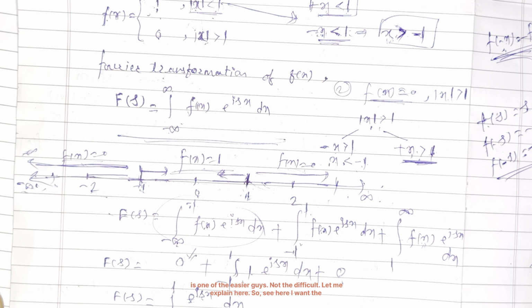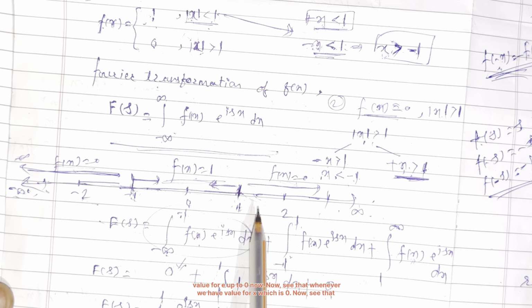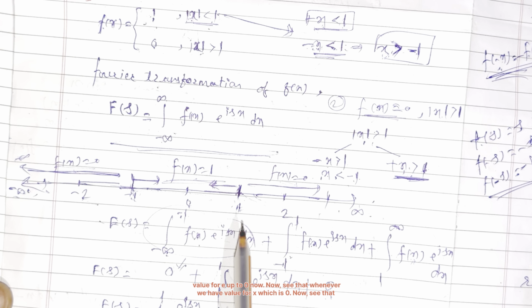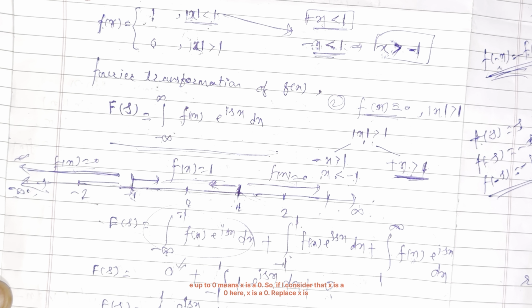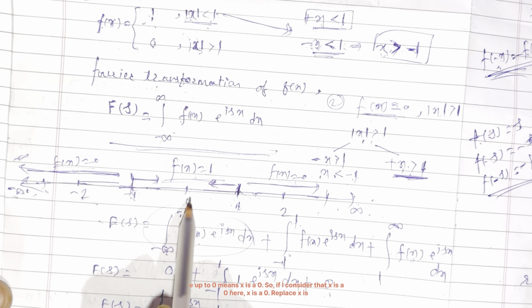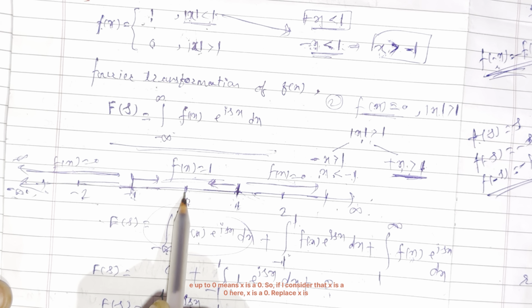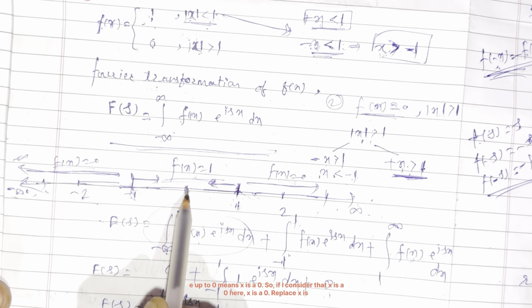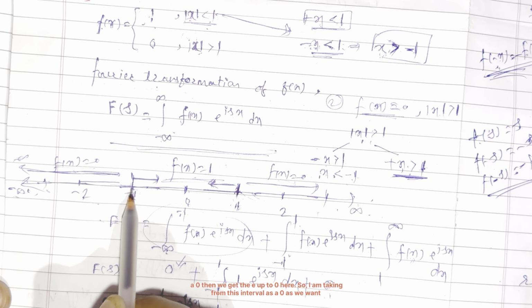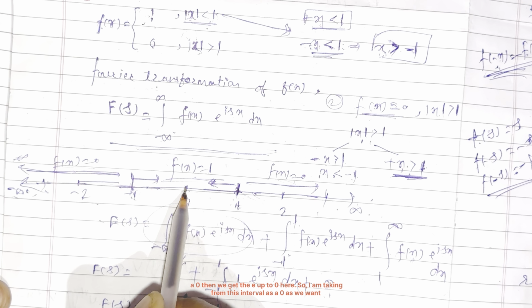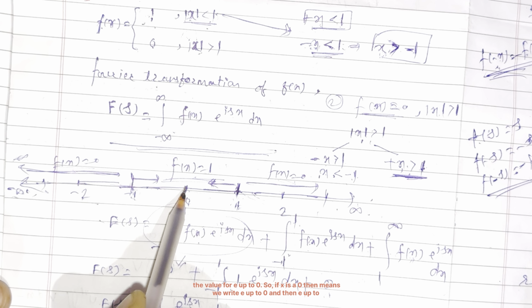So see here, I want the value for f of 0 now. Whenever we have the value x equal to 0, f of 0 means x is 0. So if I consider that x is 0 here, replace x with 0, then we get f of 0 here. I'm taking this interval as 0, as we want the value for f of 0.